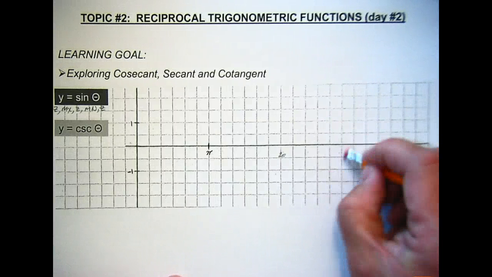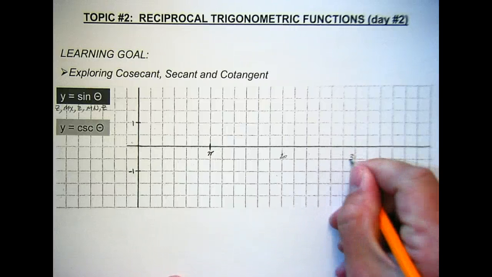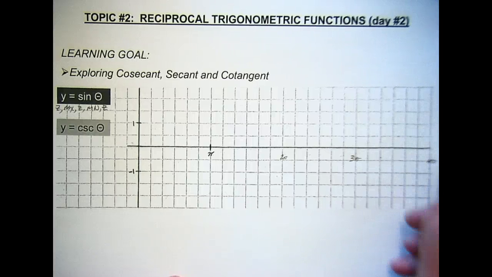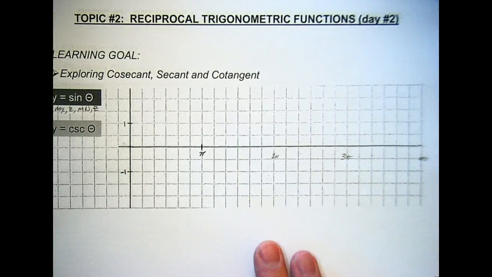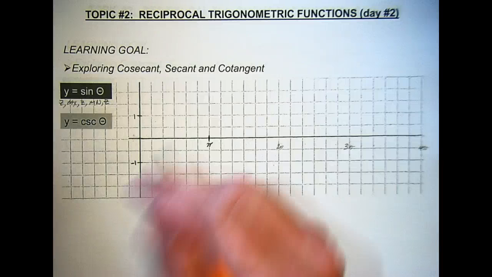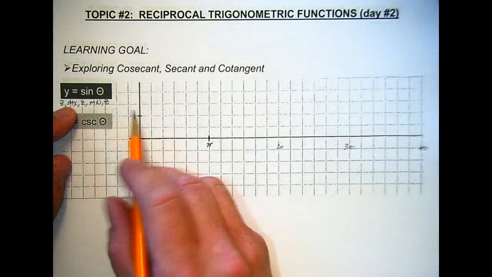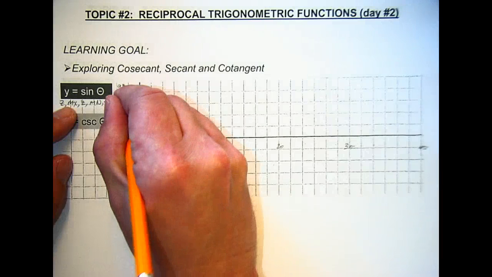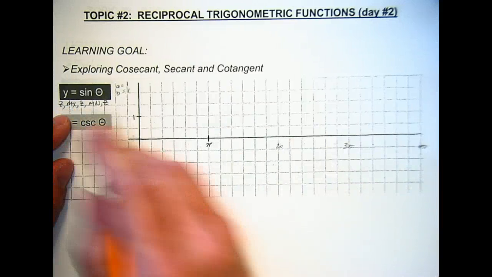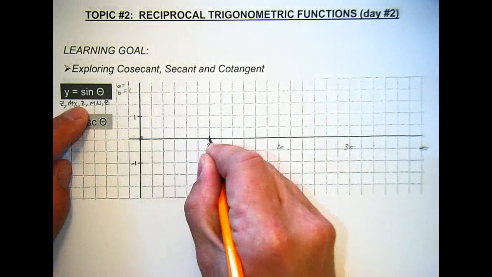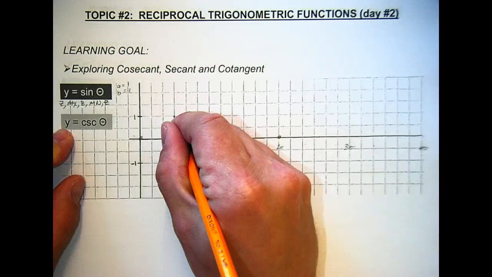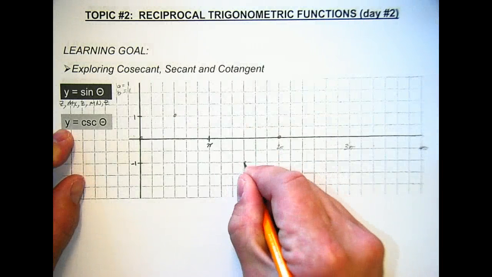Oops, that's 3 pi. All right, so we go out to 4 pi there. Hopefully you'll be able to see that okay. And I have the 0, max, 0, min, 0. Remember, A is 1, B is 1. Hopefully it's really easy there. From 0 to 2 pi, you should see one cycle. So I have a 0, a 0, and a 0, and in between I have my max and my min. That should not be anything new.